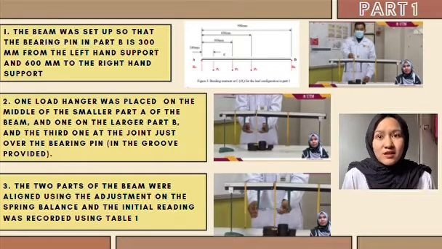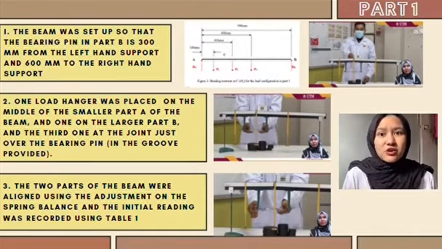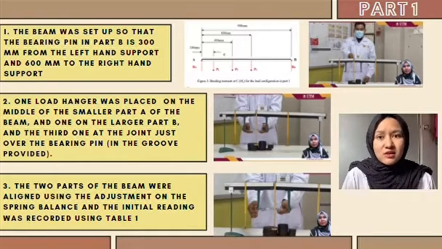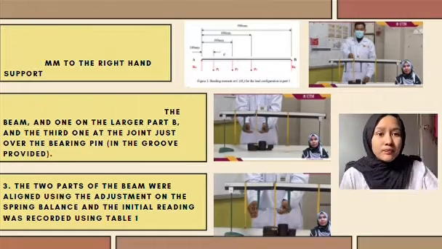Second, one load hanger was placed in the middle of the smaller part A of the beam, one on the larger part B, and the third at the joint just over the bearing pin, which is in the groove provided. Third, the two parts of the beam were aligned using the adjustment on the spring balance, and the initial reading was recorded using table 1.